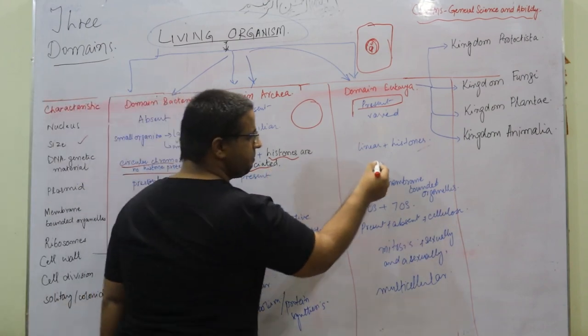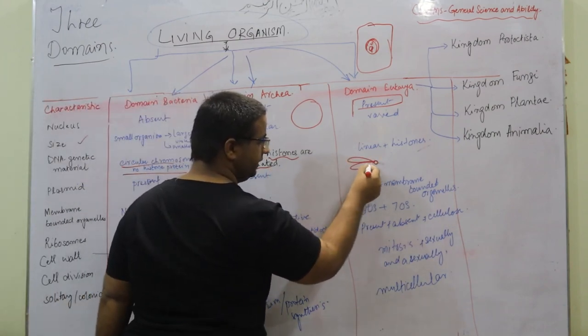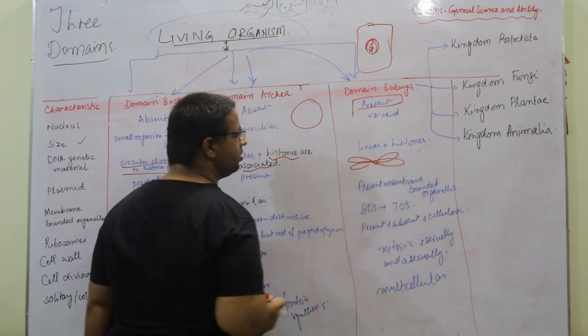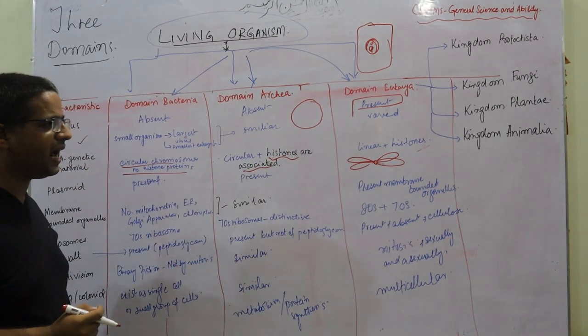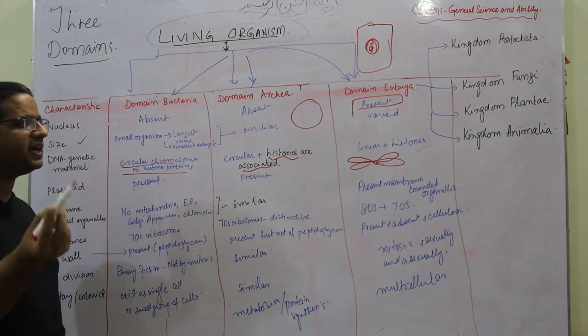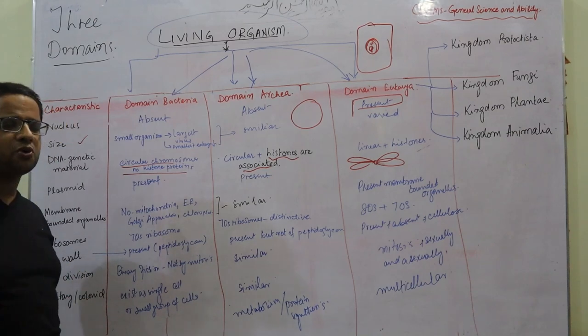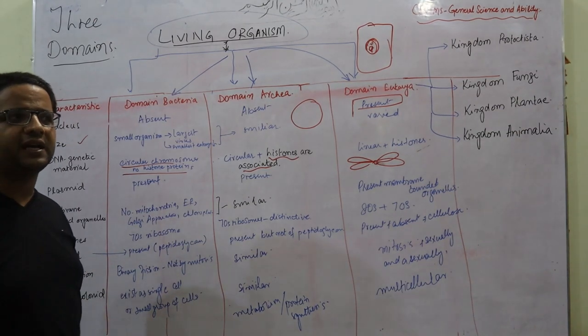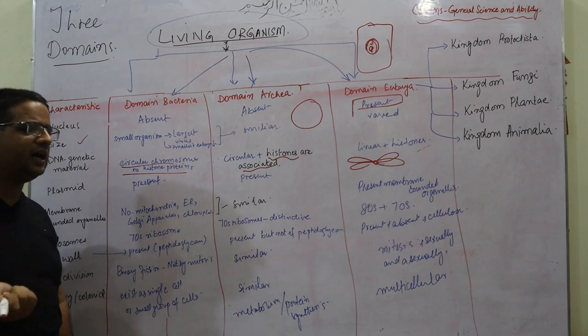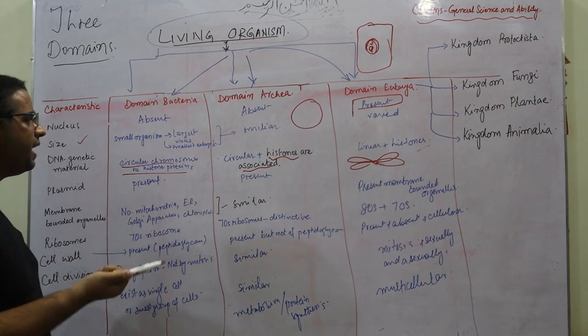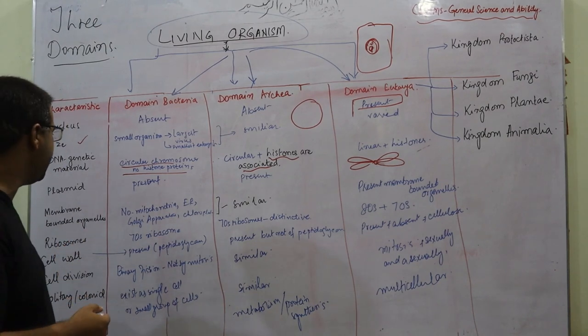We can see the shape of the chromosome like this. This is linear, and they have associated proteins that are known as histones. Histones are the proteins that are associated with the DNA for maintaining the structure. But in the case of domain bacteria and archaea, these histone proteins are absent.